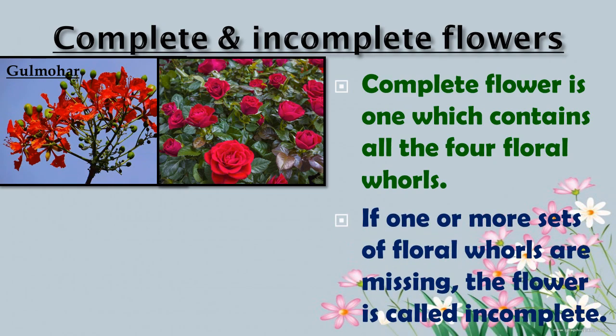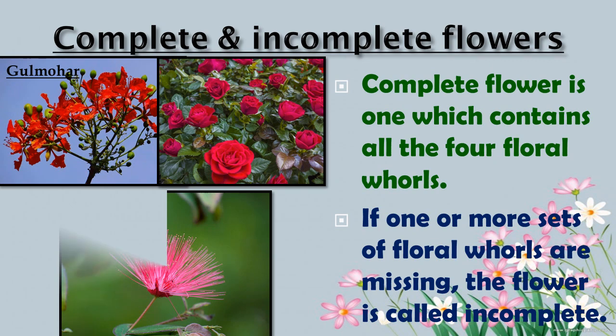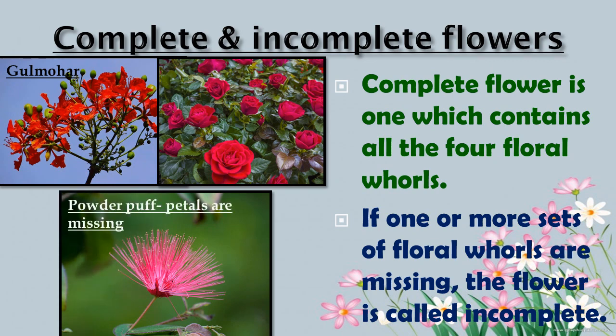Okay, now next is the incomplete flower. So students, if one or more sets of floral whorls are missing, the flower is called incomplete or imperfect. It means that out of four whorls, if one or two or three whorls are absent, then this is called an incomplete or imperfect flower. The example I have mentioned here is the flower of a powder puff, in which the petals are missing. So one floral whorl is missing, so this is called an imperfect or incomplete flower.